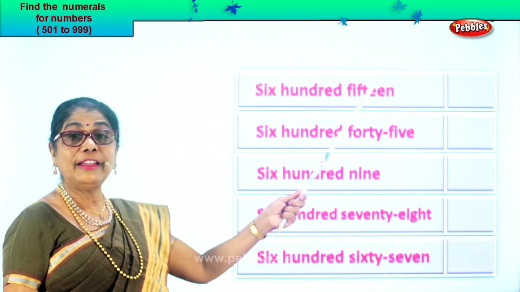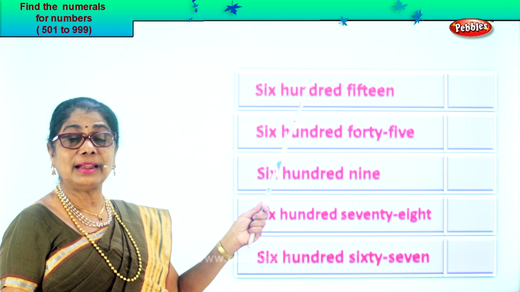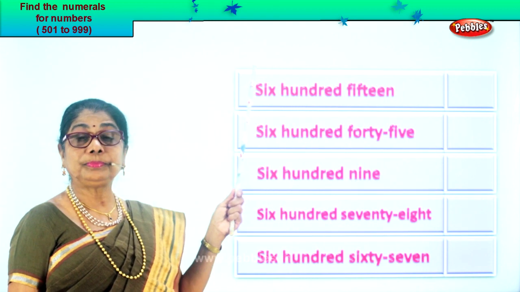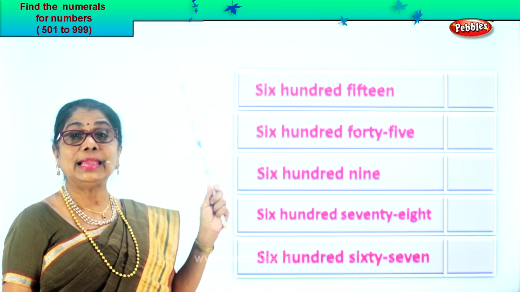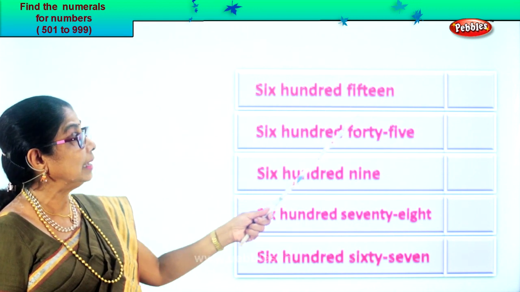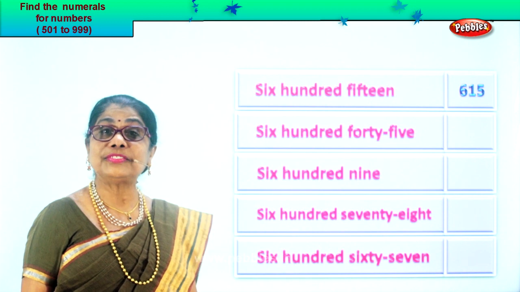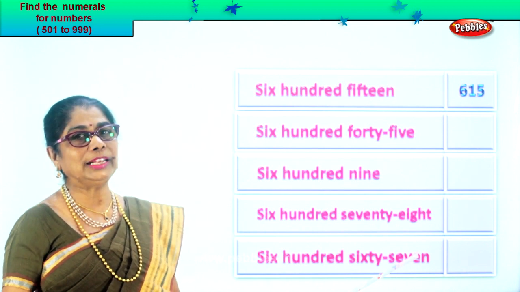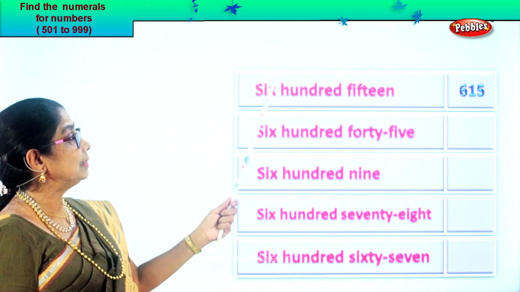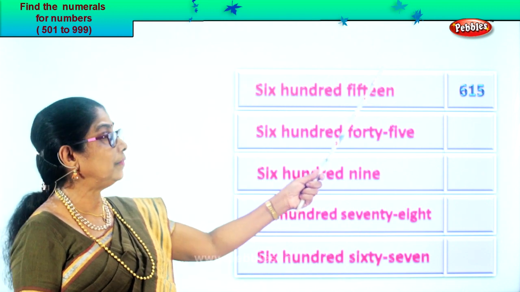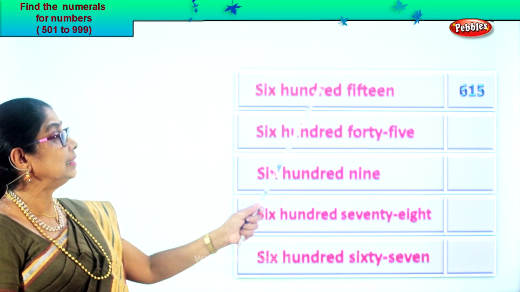Good. 600 15. 615. How many hundred? 6. In the hundred place, you have 6. Then you have 15. 1 and 5. 15, that is 5 in the 1 place, 1 in the 10th place. You have 6, 1, 5. That's how we write it. 6, 1 and 5.